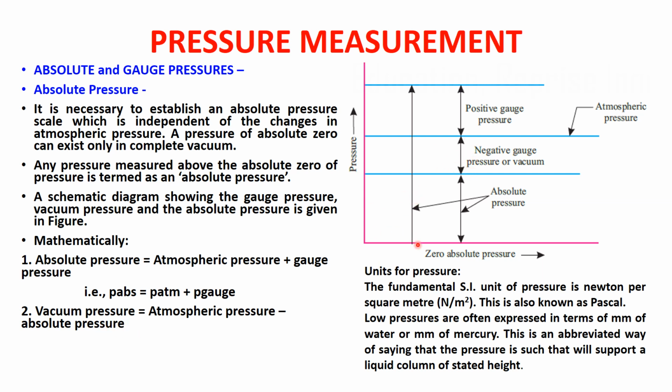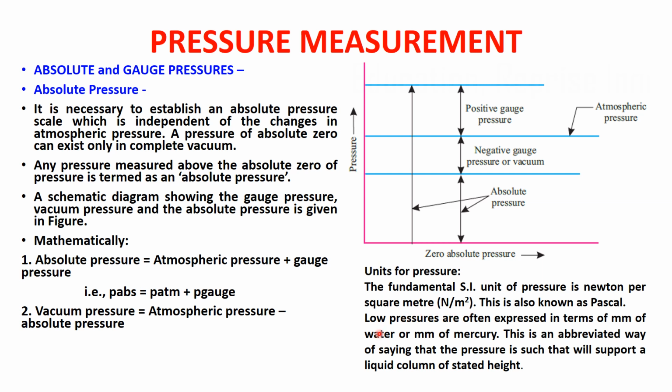The final point is the unit of pressure. The fundamental unit of pressure is Newton per meter square, as it is force per unit area, with force in Newton and area in meter square. There are many other units for pressure, like Newton per mm square, bar, Pascal, etc. This Newton per meter square is also known as a Pascal, so 1 Pascal equals 1 Newton per meter square.